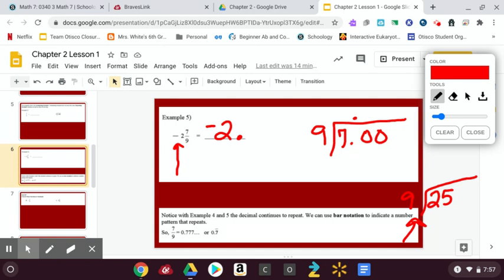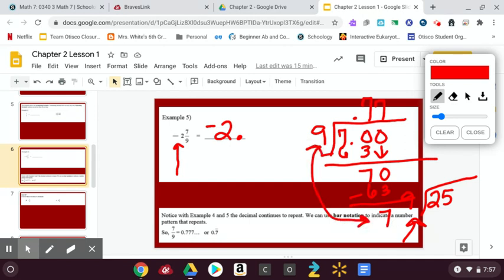9 times 8 would be 72, so it can't be that. 9 times 7 is 63. That leaves us with 7 left over. Bring down my 0. 9 times 7 again is 63. Subtract to get 7. Notice that as long as this number here is less than your divisor, you're okay. And I always like to see something repeat 3 times before I believe it's truly repeating.